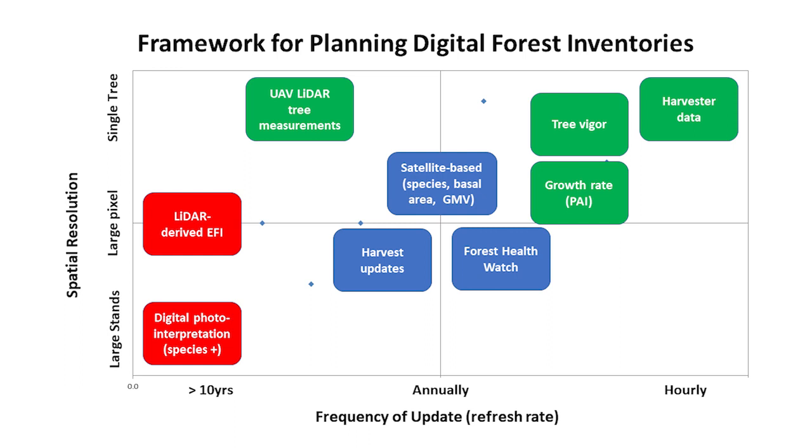And then when you're looking at tree vigor and then growth rate, like we did, well, you can do that on a quarterly basis, a couple times a year, and then you're getting close to the single tree level there. So it gives you a little bit of a landscape of some selected inventory features and what it means in terms of frequency and then spatial resolution.